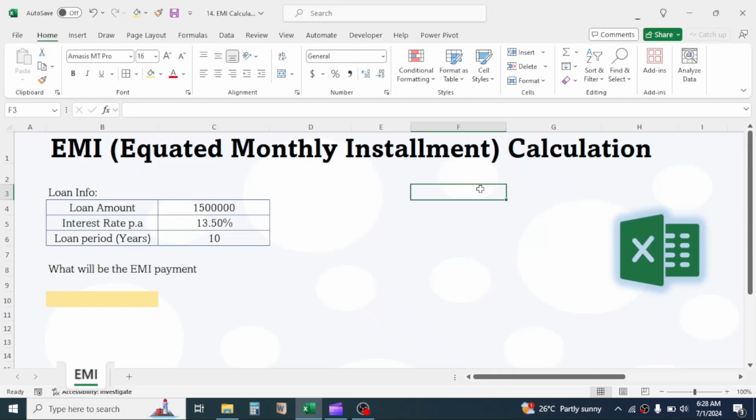Welcome back. Here in this tutorial, you will learn how to calculate EMI for bank loan in Microsoft Excel.